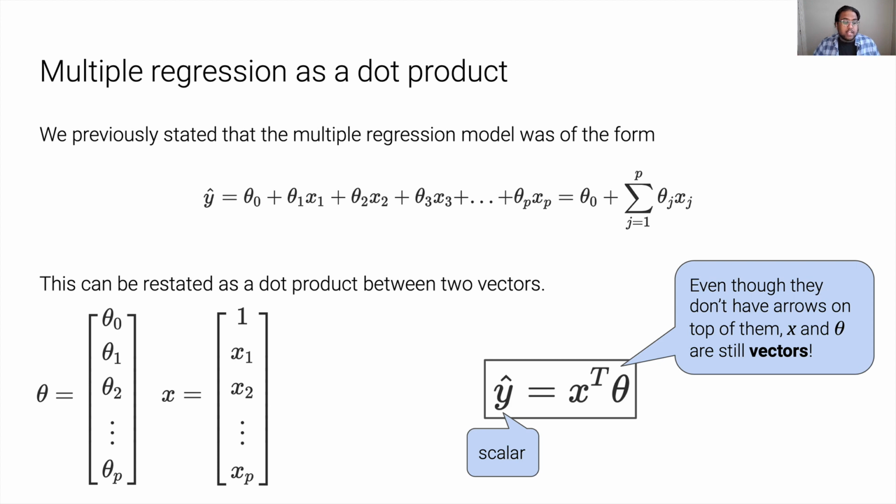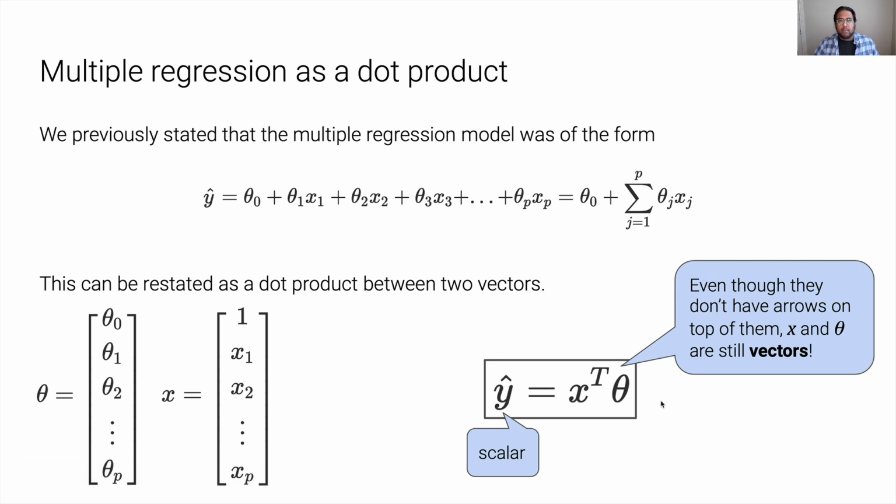And so that's what we've done here in the bottom left. If we stack all of our parameters into a single vector containing theta naught, theta 1, theta 2, all the way through theta p, and we stack all of our features into a single vector, so we have a vector containing 1, x1, x2, so on and so forth, all the way through xp, our prediction is just the dot product between x and theta, which here I've denoted with x transpose theta.